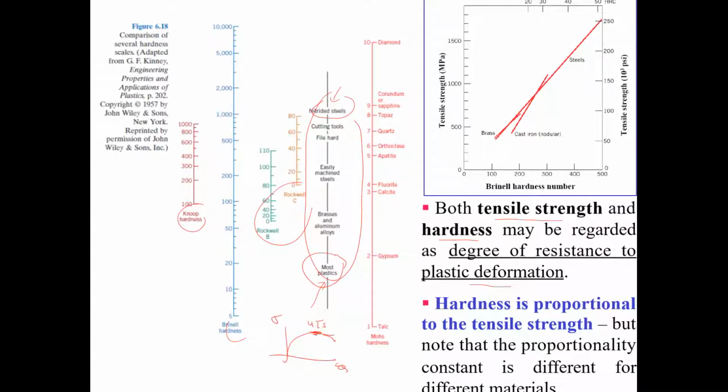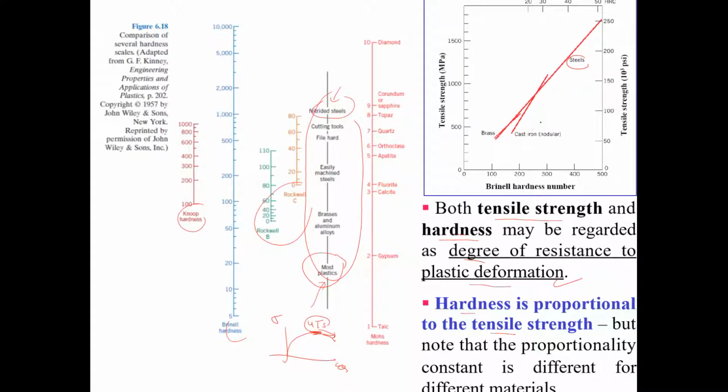So this tensile strength is basically a degree of resistance to plastic deformation. Once you exceed the limit of this UTS, your material will start to neck, it will deform. So both tensile strength and hardness are basically a degree of resistance to plastic deformation, where both hardness and tensile strength are proportional.